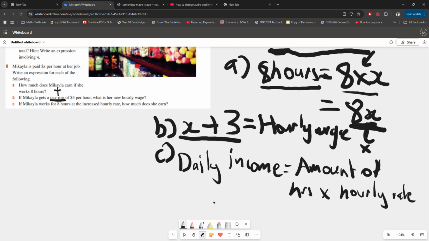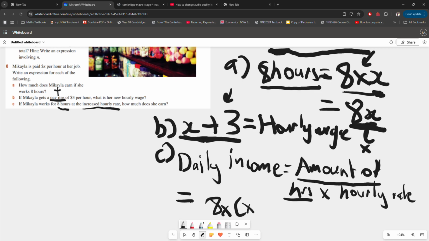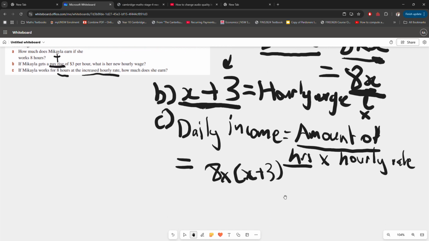And in the previous question, remember, we thought it was 8x because 8 was the amount of hours, x is the hourly rate. So now, we've got the same amount of hours. We've still got 8 hours. So 8 is going to be the amount of hours still, times the increased hourly rate. So in the previous question, we determined the increased hourly rate was x plus 3. So we're going to do 8 times, I'll do curly brackets for the x plus 3 there as well. 8(x plus 3). And you can just leave it like this.